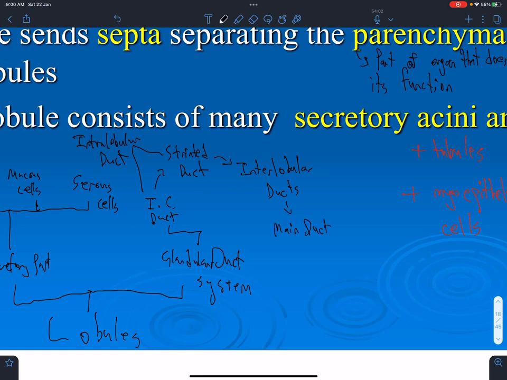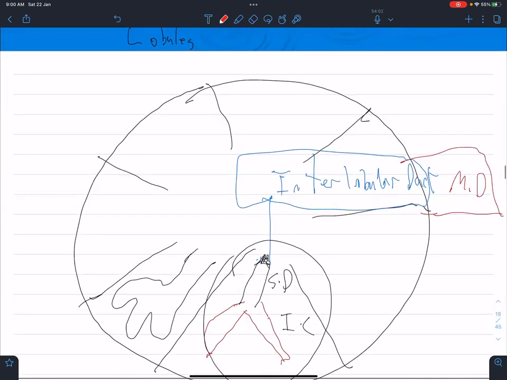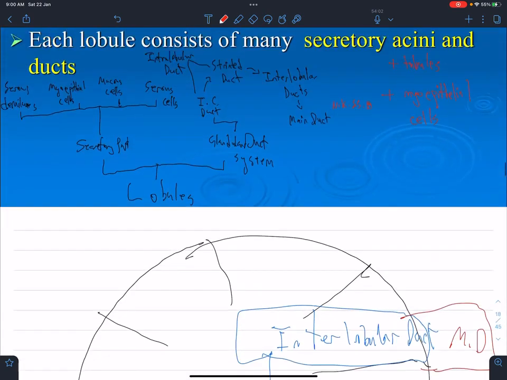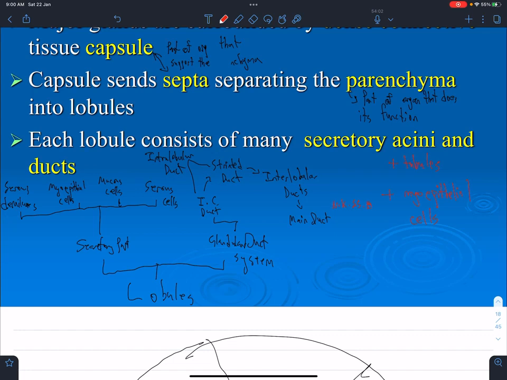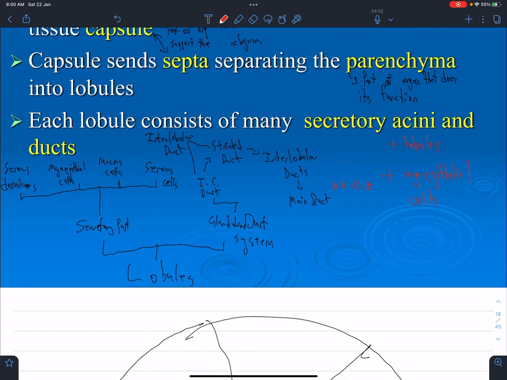Which epithelium is your main duct lined by? It's very easy. It's lined by non-keratinized, stratified squamous epithelium. Okay, non-keratinized, stratified squamous epithelium. That's the final duct coming out of the salivary gland. Your main duct is going to terminate in the oral vestibule for the parotid gland and so on. So this is your glandular duct system.